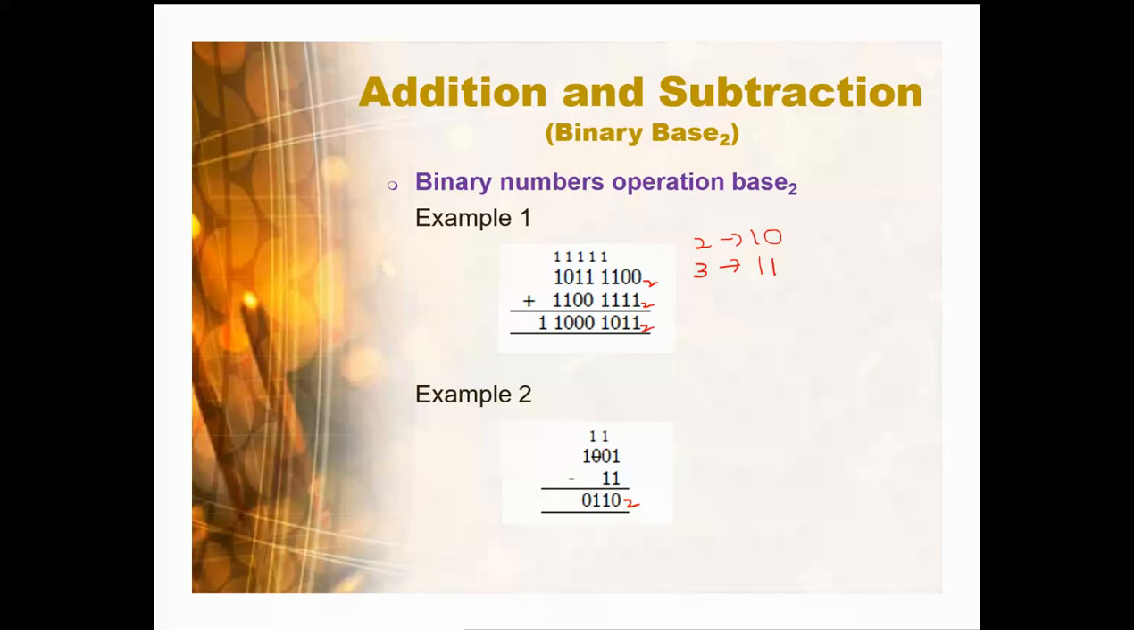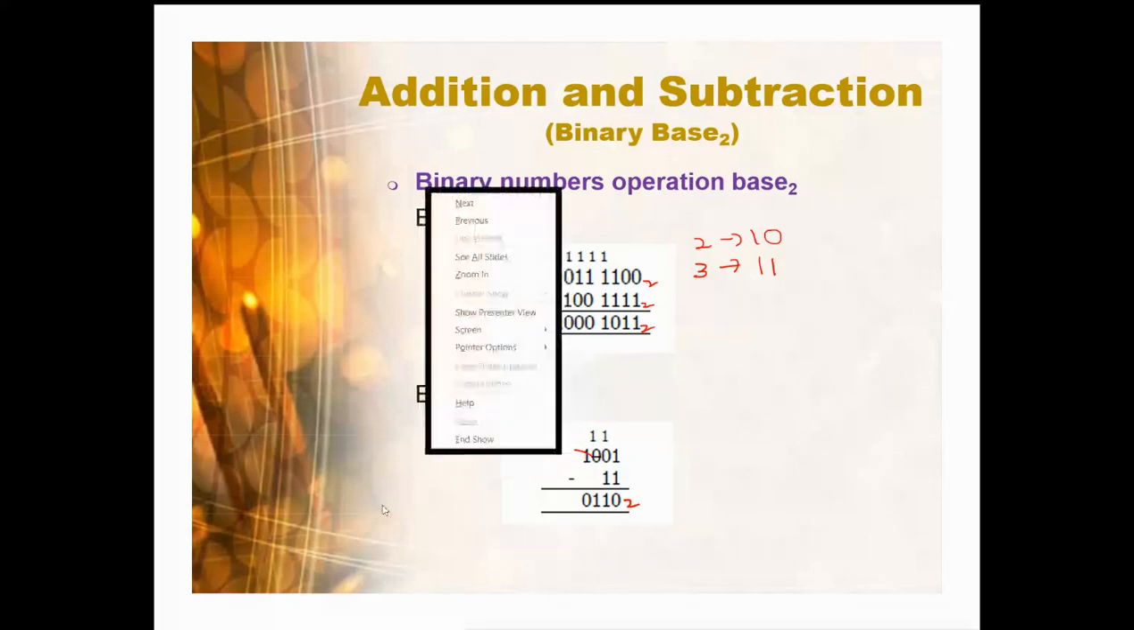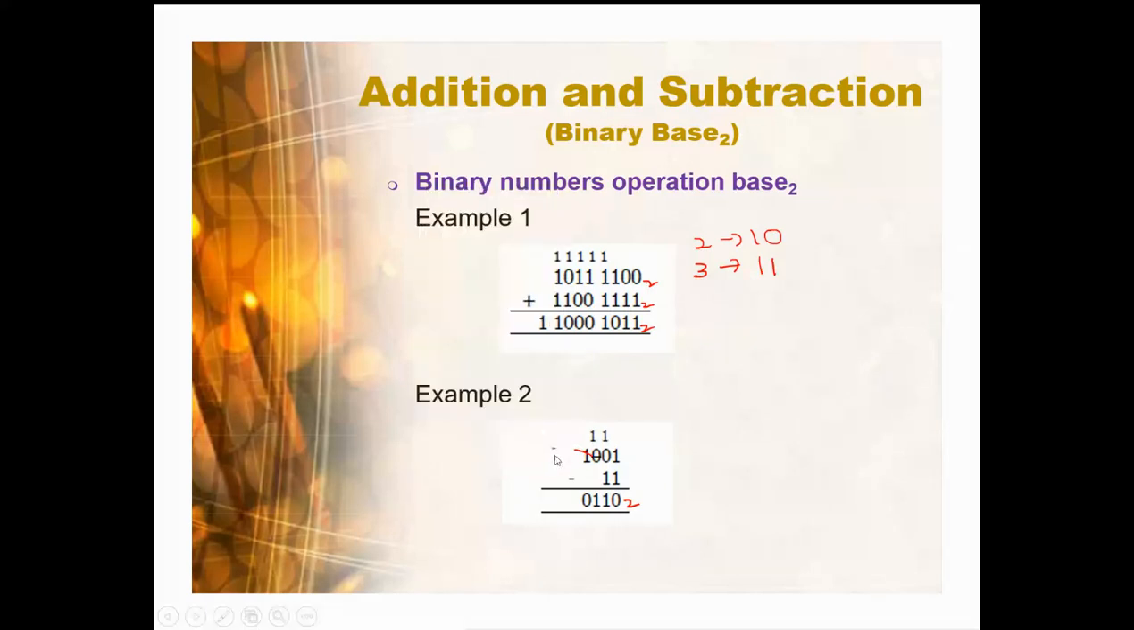Tetapi apabila dia nak tolak 0 tolak 1, tak boleh kan. Dekat dalam base number, mana ada negative number. Jadi, macam mana dia nak buat? Dia kena pinjam sebelah. Sebelah pun kosong. Jadi dia tak boleh pinjam sesuka hati. Dia kena pinjam lagi orang sebelah. Bila orang sebelah ni, dia tinggal kosong.